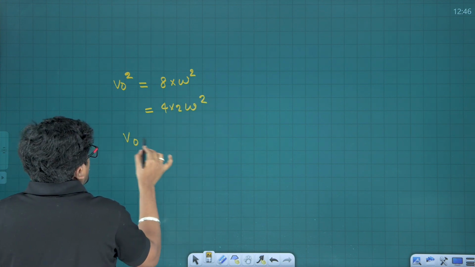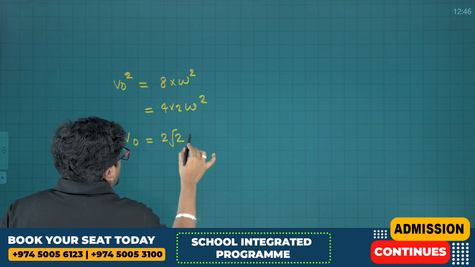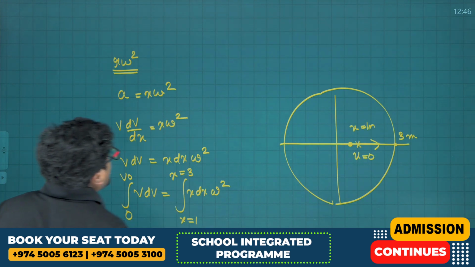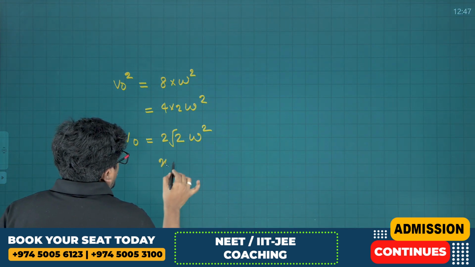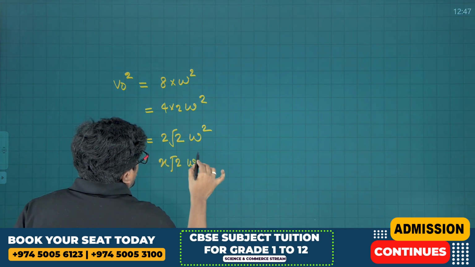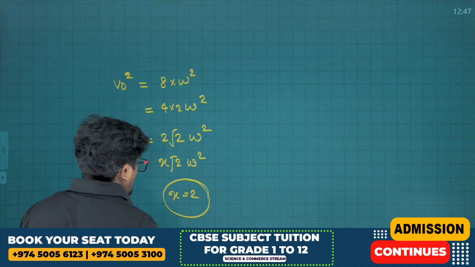Now, what is V naught? V naught is supposed to be 2 root 2 into omega. And as per the question, it was x root 2 omega. So, while comparing, x is equal to 2.